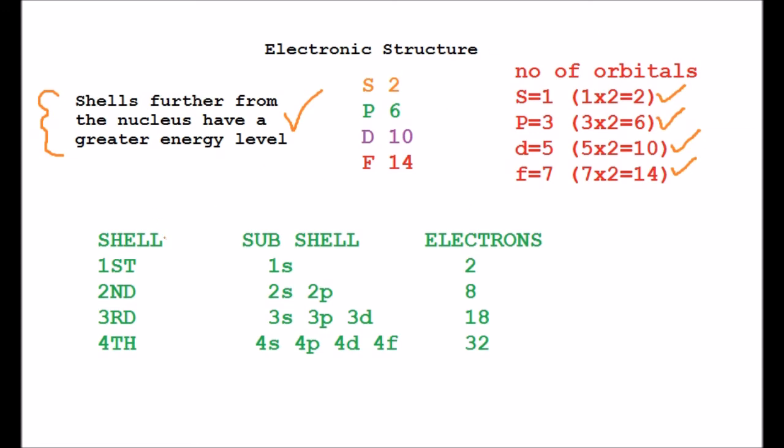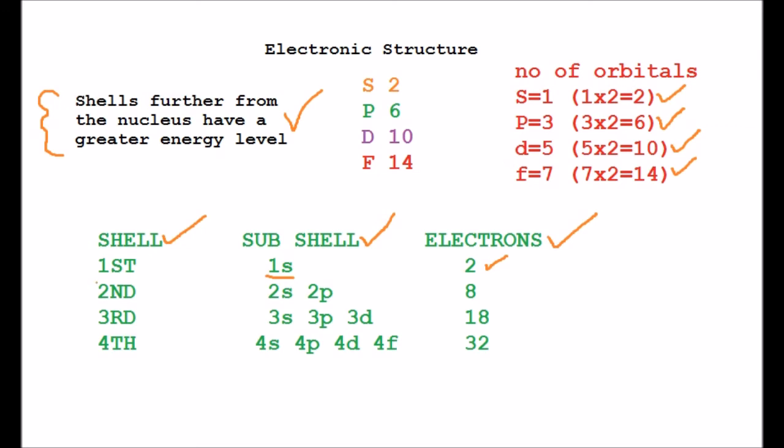So we know from GCSE that there are shells, and now we know from AS that there are subshells, and we already knew about electrons. The first shell has 1 subshell, and we call this 1s. Now we know from this part here that the s subshell has 1 orbital. 1 orbital times 2 electrons gives it a maximum of 2 electrons. So in the first shell, the first subshell, 1s, there are 2 electrons.